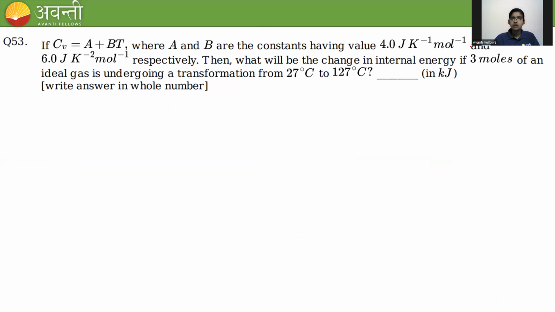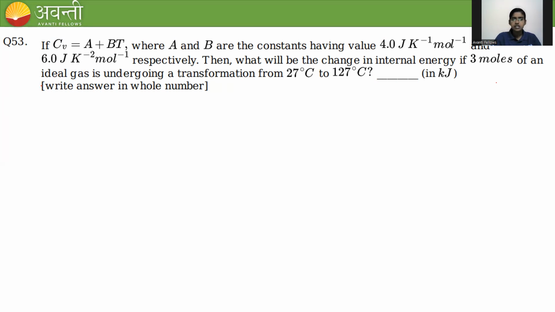If Cv is equal to A plus BT, where A and B are constants having values 4.0 joule per Kelvin per mole and 6.0 joule per Kelvin per mole respectively, then what will be the change in internal energy if 3 moles of an ideal gas is undergoing a transformation from 27 degrees Celsius to 127 degrees Celsius, in kilojoule unit? We have to give the answer as a whole number.